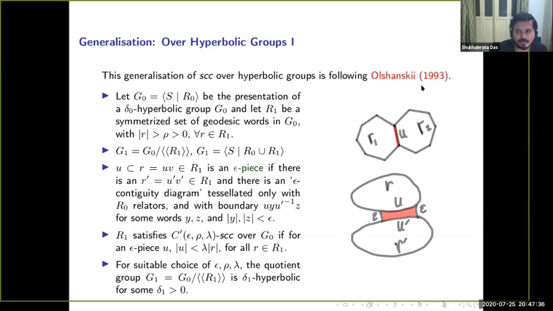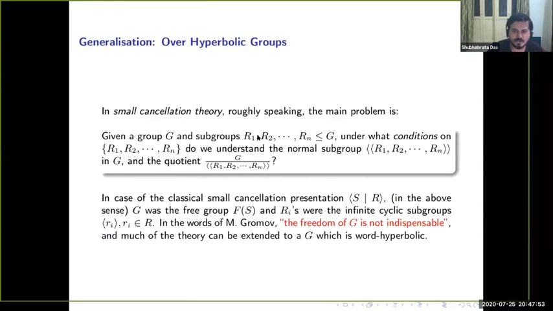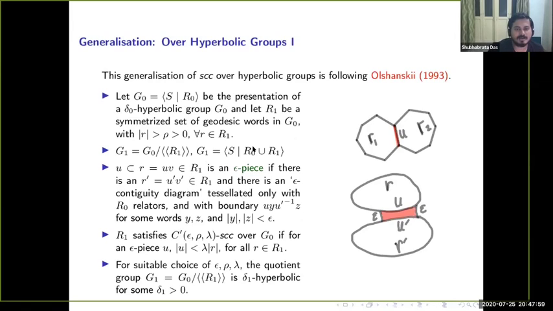And here, Olshanskii's prescription is that you start with a hyperbolic group G naught, which has this generating set S and relators R naught. Now, in the sense of the previous slide, you find something like R1, a symmetric set of geodesic words in G naught, where each of the words is at least of some length, greater than a large positive number.